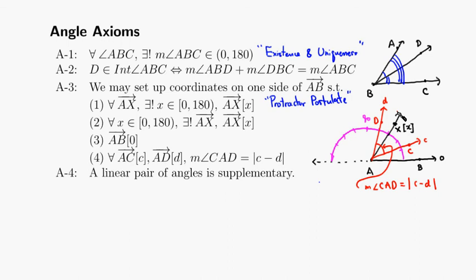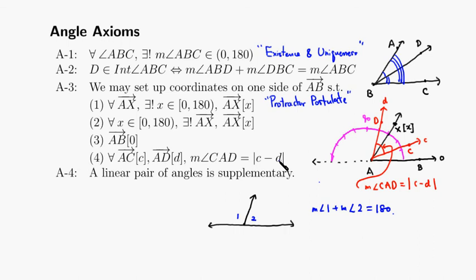A4, a linear pair of angles. Remember that a linear pair is where you have a common vertex, a common side, and the other two sides are opposite rays. Then if you have a linear pair, then it's supplementary. So let's say these angles are angle 1 and angle 2. If you have a linear pair, then the measure of angle 1 plus the measure of angle 2 is going to be equal to 180. So that's what supplementary means.